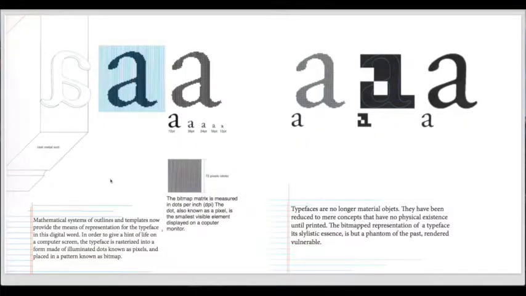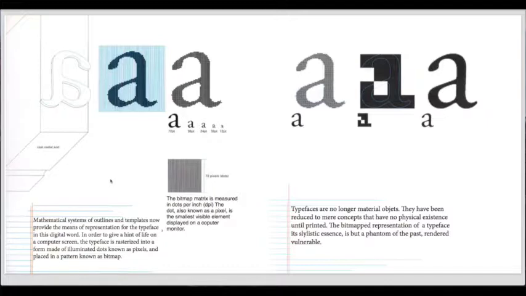A chemical system has outlines and same place now provided means and the representative for the typeface in the digital world. In order to get a life on the computer screen, the typeface is reduced to a format known as pixel and bitmap. The bitmap matrix is measured in dots per inch. The dot, also known as a pixel, is the smallest visible element displayed on a computer monitor.